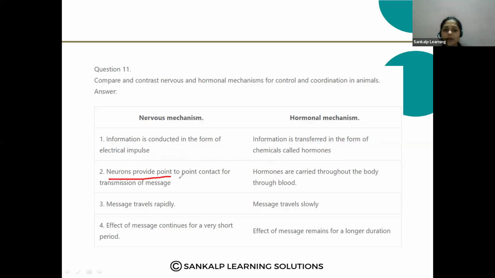And neurons provide point to point contact for the transmission of the message.